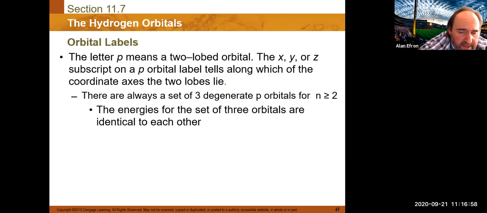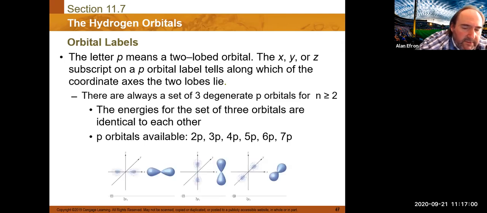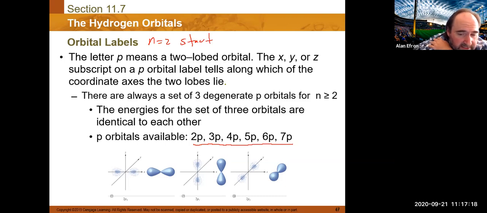Now, p orbitals, on the other hand, do not start until the 2nd energy level. So there are no p orbitals on the 1st energy level. They start at the 2nd energy level, as you can see, and continue up to the 7th energy level. And unlike s orbitals, there are actually 3 different types of p orbitals: the px orbital, the py orbital, and the pz orbital, as we can see here, x, y, and z.